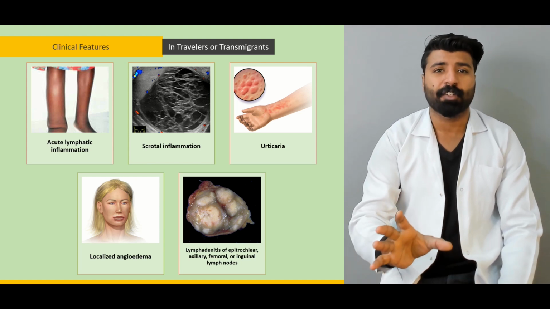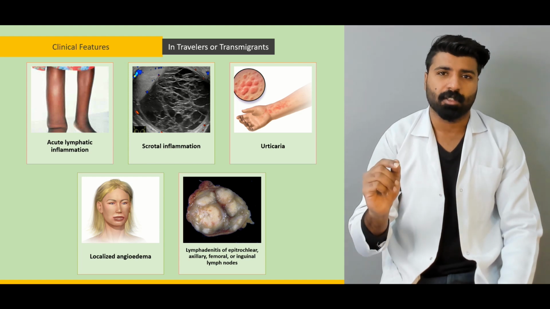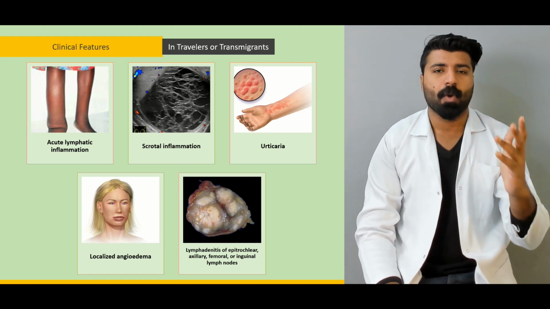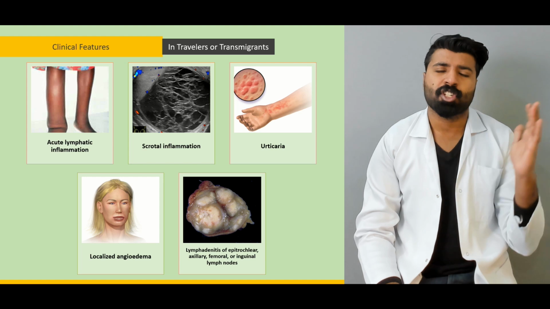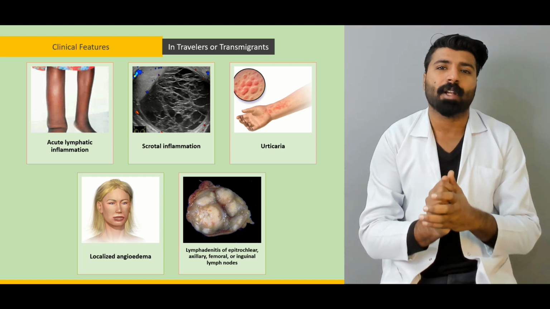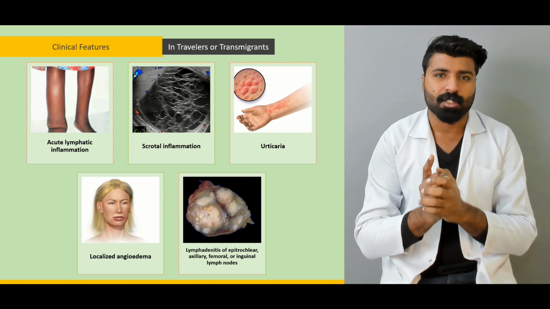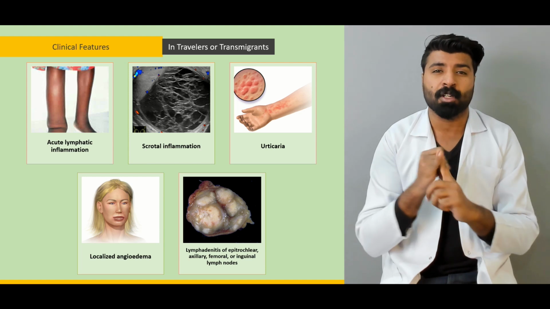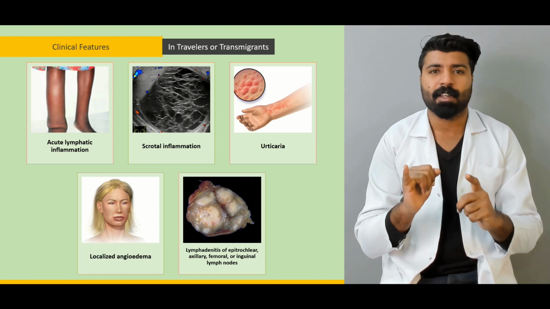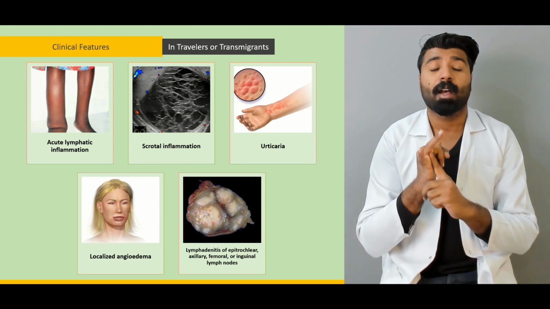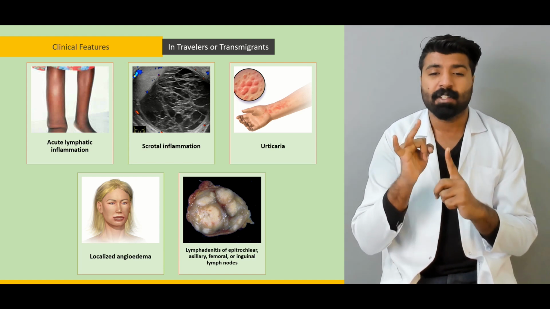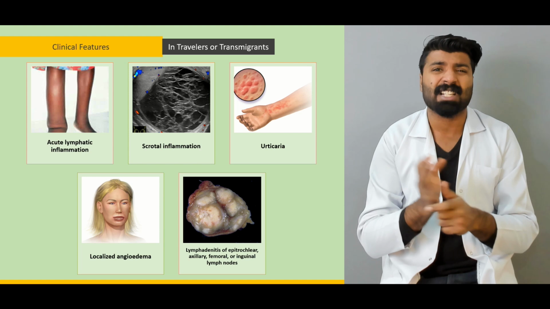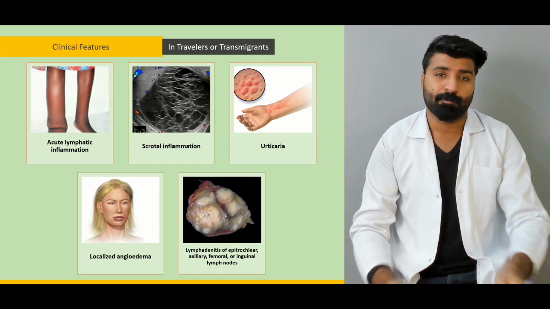So these are the five clinical features which will be presented to you from a traveler in whom the parasitic load has not reached the stage in which you will have elephantiasis. It's just minor levels, but it has caused what? Acute clinical features which involve acute lymphatic inflammation, scrotal inflammation, urticaria, which can be because of any hypersensitivity reaction, local angioedema, and those lymphatic areas which are being involved the most, which are epitrochlear, axillary, femoral, and inguinal lymph nodes.